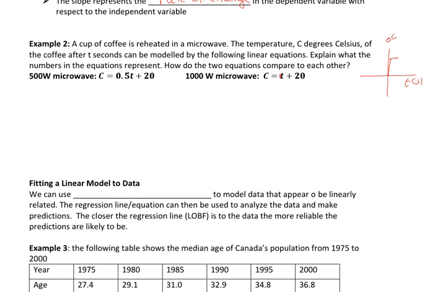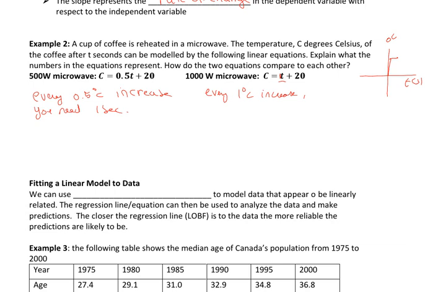Okay? So for this one, for every 0.5 degree increase, that's your rise, you need 1 second. Does that make sense? We're talking about coffee, right? Putting it in a microwave. How about this one? What does it mean? For every 1 degree increase, how many seconds do you need? 1 second.